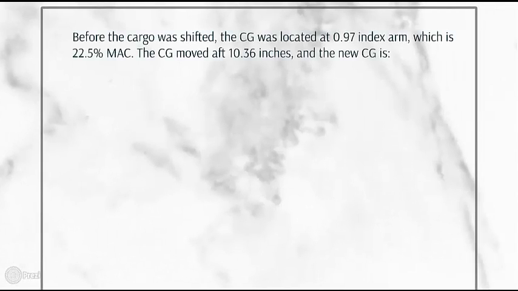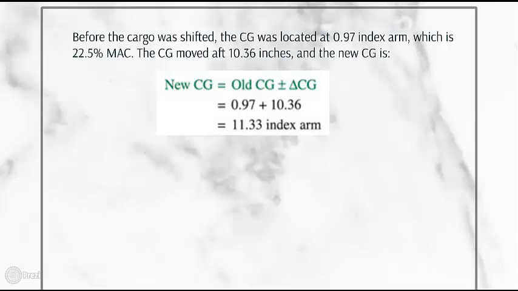Before the cargo was shifted, the CG was located at 0.97 index arm, which is 22.5% MAC. The CG moved aft 10.36 inches, and the new CG equals old CG plus or minus change in CG. It will be 0.97 plus 10.36. The answer will be 11.33 index arm.